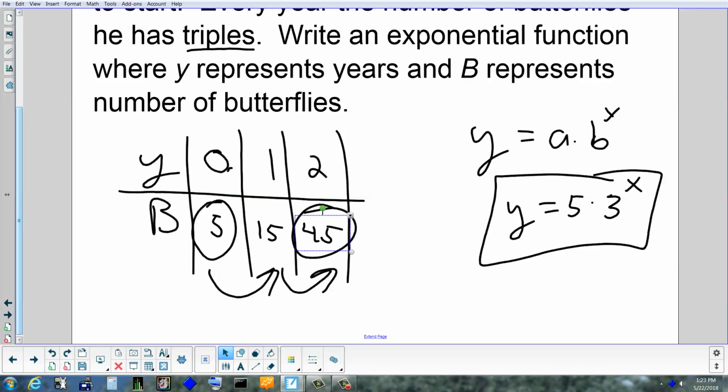Guys, what if we asked you how many you had at the end of 5 years? You would just keep multiplying by 3. You could do that, or you already have your formula set up, right? You can plug in the X here as well.